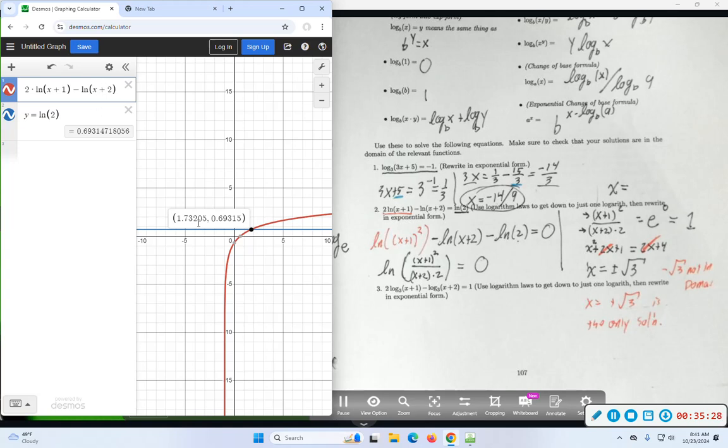This 0.73, I don't know, if you're really able to recognize numbers, maybe you'll think that's the square root of 3, but I couldn't. Neat. Feel pretty good?